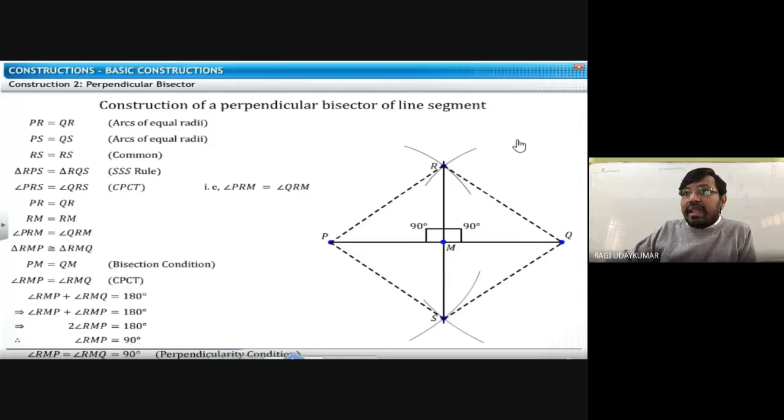First, this bigger triangle: PRS and RPS, RQS triangles are congruent by the SSS congruency. By SSS congruency, they are congruent. Okay, or you can see here simple logic.